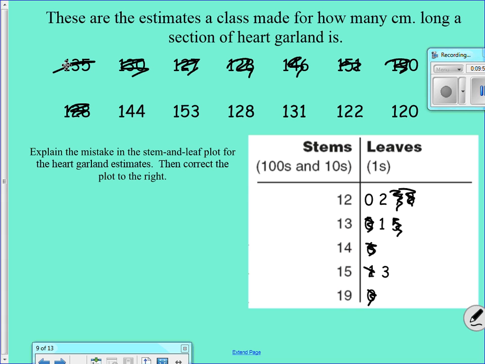128, that looks like a mistake. 144, 153, 128, 131, 122, 120. Here's the mistakes. They forgot the 144. They forgot two 128s.